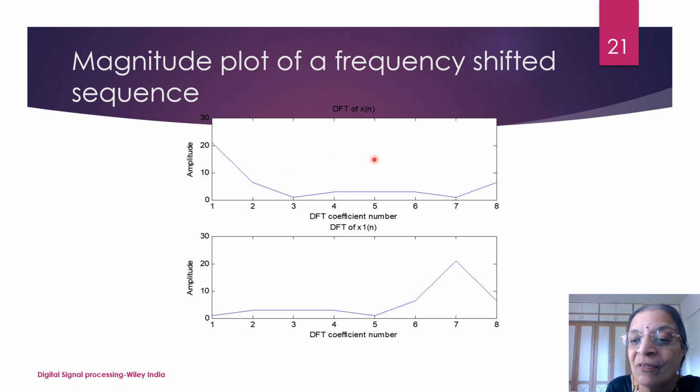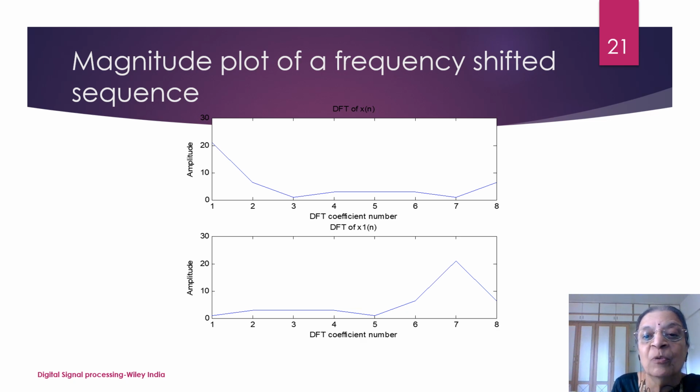This is the original sequence DFT. Now we shift it by two samples. That means whatever is the value at 3 will come at 1. The value at 4 will come at 2, the value at 5 will come at 3, 6 at 4, 7 at 5, and 8 at 6. And then there will be wrap around. So the 0th value will come next, and then the value at 2 will go to 8. This is how we have shifted in the DFT domain.